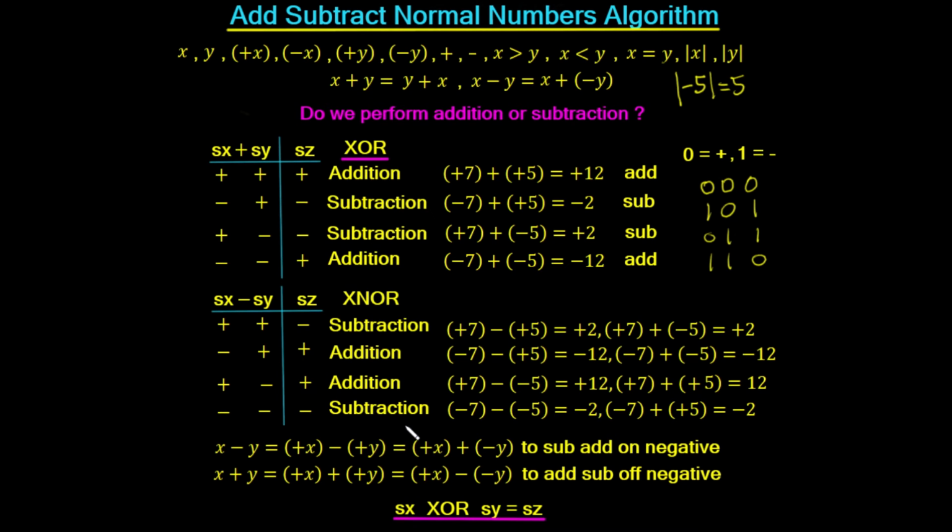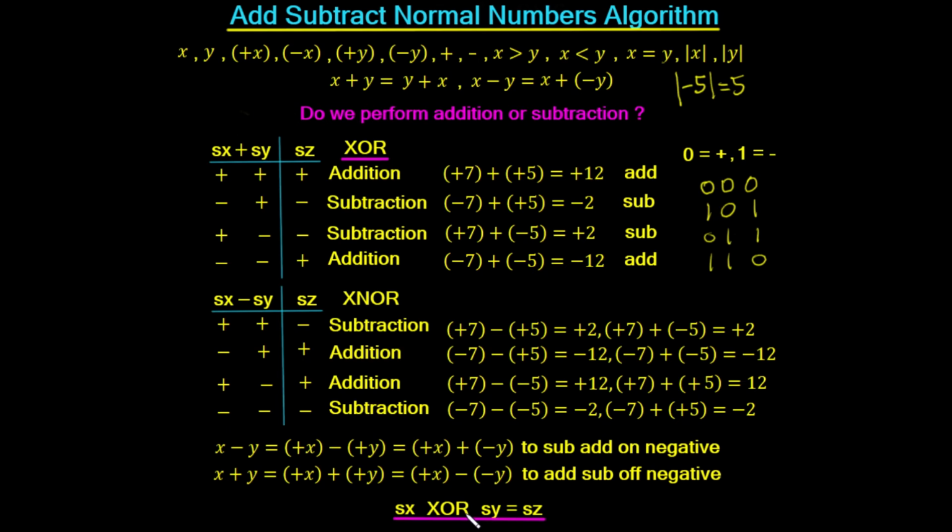So we've got a partial answer to the first question. How do we work out the magnitude of the answer? Well, we work out the magnitude of the answer by either adding or subtracting, and we know that we can use this exclusive OR table to tell us whether we add or subtract for all 16 possible combinations. So if we were to say the Sx here and Sy are going to be exclusive OR'd, then the answer would be Sz. So this Sz here is going to tell us whether we have to add or subtract.